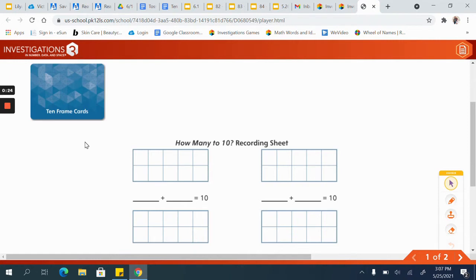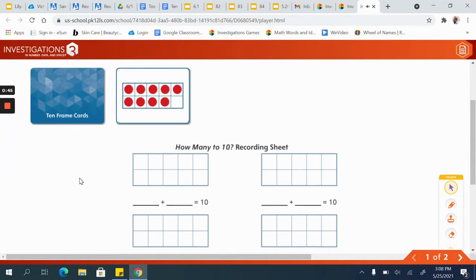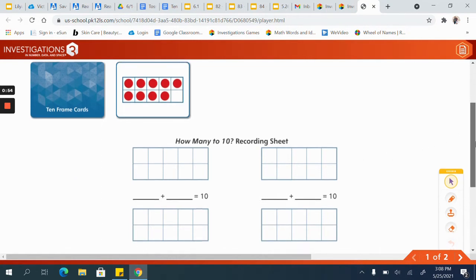To play this game, the first thing you're going to do today is flip over one of your 10 frame cards and think about how many dots you see. Let's try that together. How many dots do you see? How do you know? I bet some of you are saying that you noticed that there were 5 on top and 4 on the bottom. And 5 plus 4 more gives us 9.